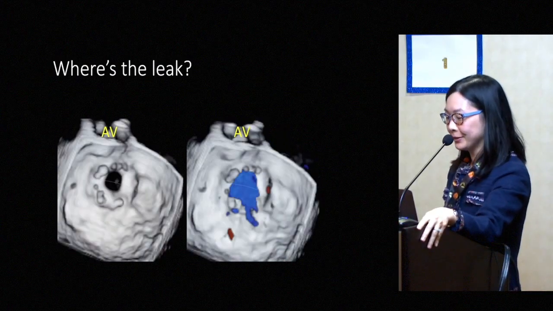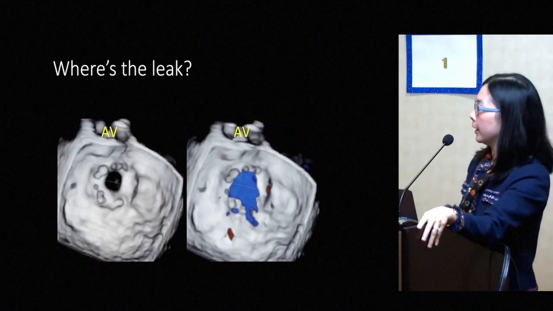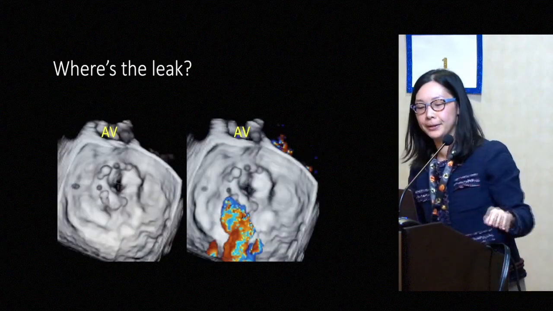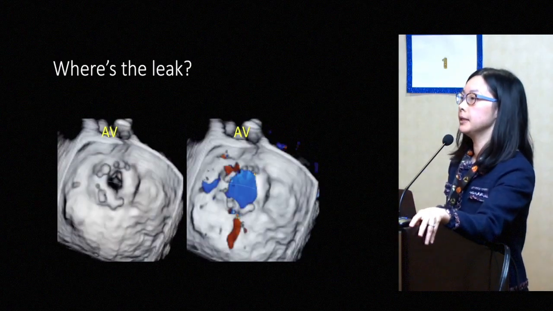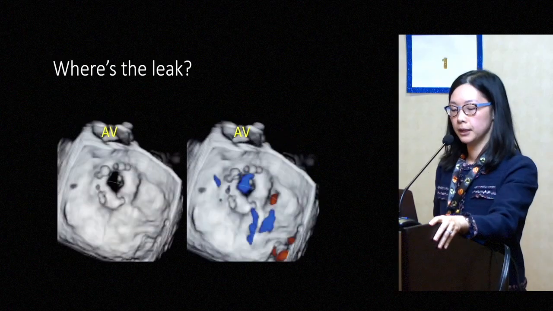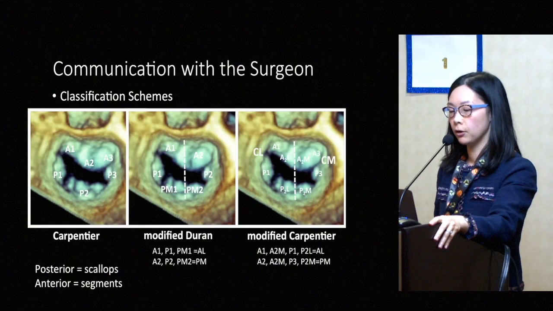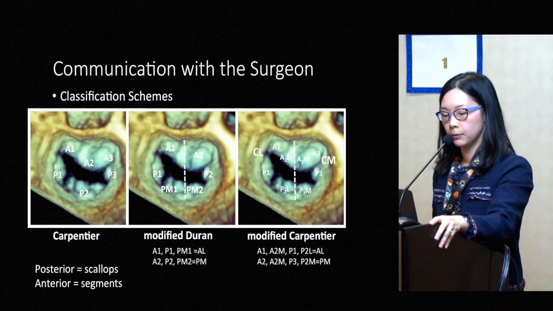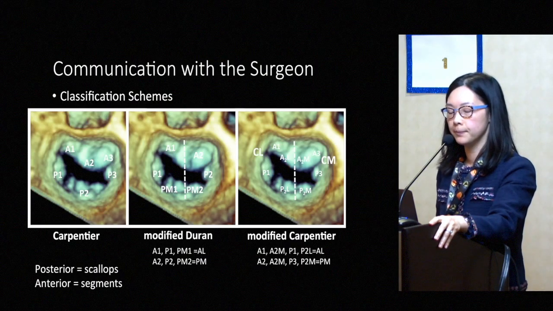So there, you can see there's a leak here, but the question is, how do I communicate that to you? You say it's posterior, right? Right, and that's true. In the OR, when we talk to the surgeons for native valves, we actually talk about using the Carpentier system. There are two other classification schemes, but the main one that we use is the Carpentier system, which breaks it up into anterior, posterior leaflets and scallops.